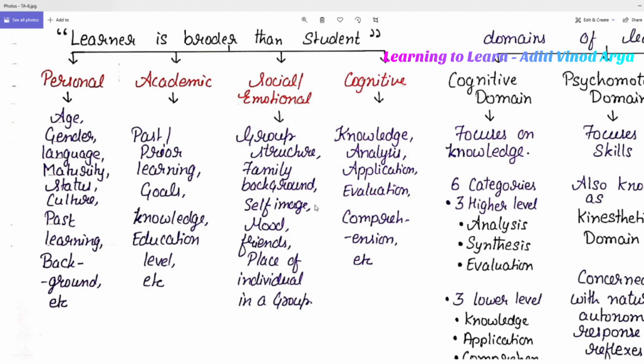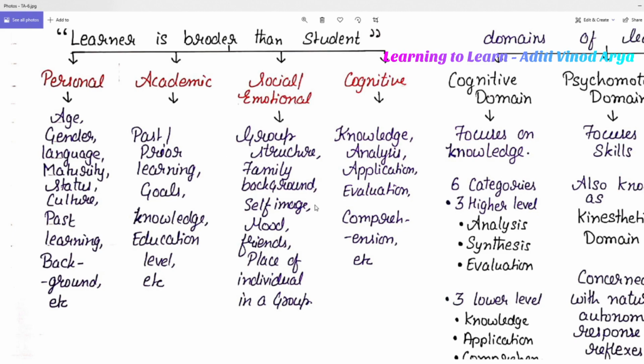The last but not the least is cognitive. Now, what do we understand by cognitive? Cognitive is something which is related to mind. So, a student's mind level, like how much the mind has been developed, like is the student able to understand the logic, is he trying to make logic out of the topics he has learned so far.